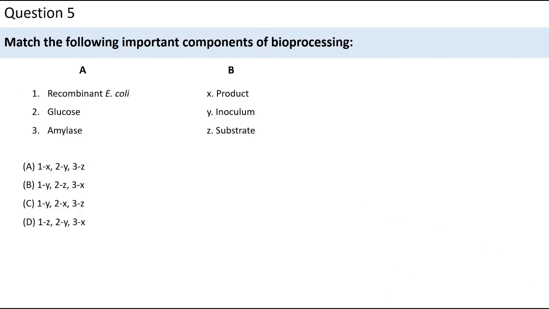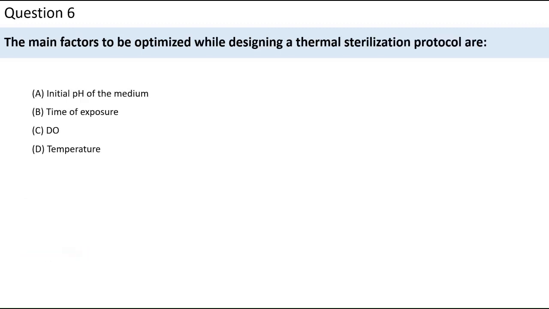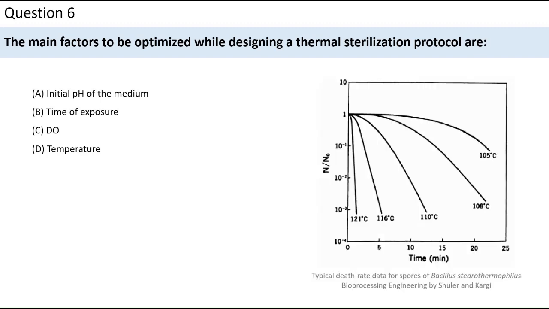Match the following important components of bioprocessing. Recombinant E. coli corresponds to the inoculum, glucose corresponds to the substrate, and amylase corresponds to the product. Next: the main factors to be optimized while designing thermal sterilization processes. Based on the data that is given here, it is very much understood that it is a function of temperature as well as time.